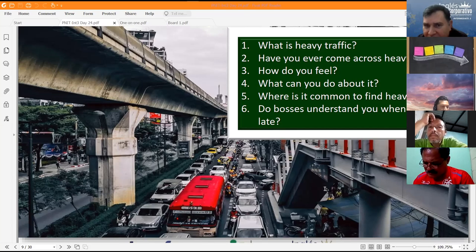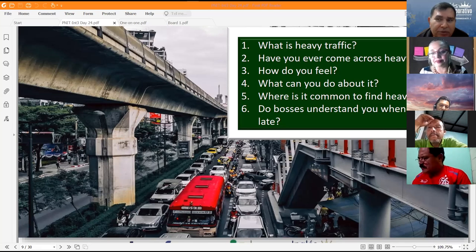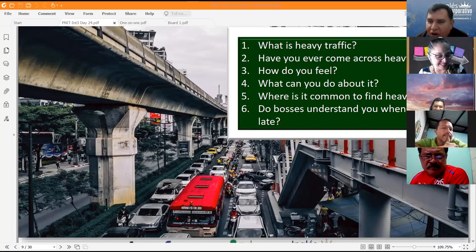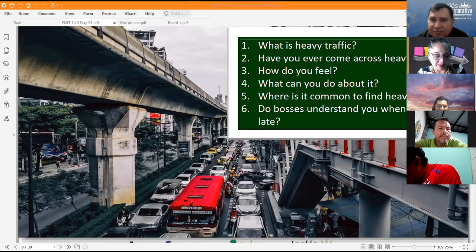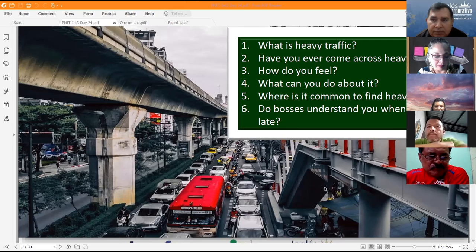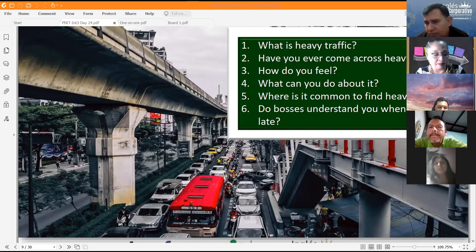What happens when you get to work late? Does your boss understand why you're late? Or does your boss get angry because you are late? Your boss, no problem. Okay, no problem. Yeah, because some bosses get angry when you are late. Sometimes. Really. Sometimes it is your fault.